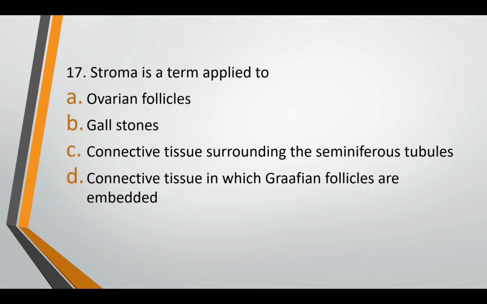Stroma is a term applied to ovarian follicle, gallstones, connective tissue surrounding the seminiferous tubule, or connective tissue in which the Graafian follicles are embedded. Stroma is a term applied to. Correct answer is option D, connective tissue in which the Graafian follicles are embedded.